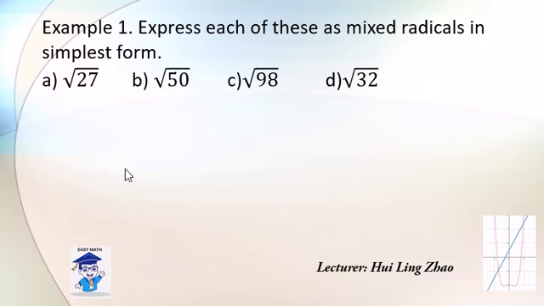Example 1. Express each of the following as a mixed radical in simplest form. There are 4 questions. Number A, the square root of 27. B, the square root of 50. C, the square root of 98. The last one is the square root of 32.